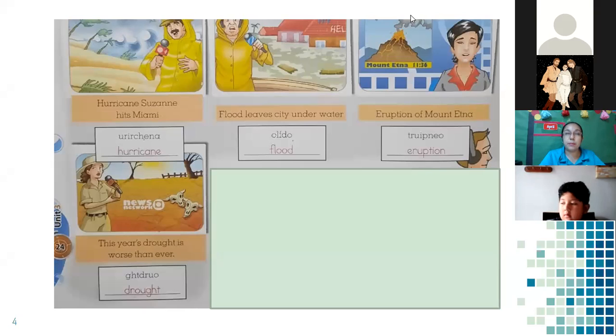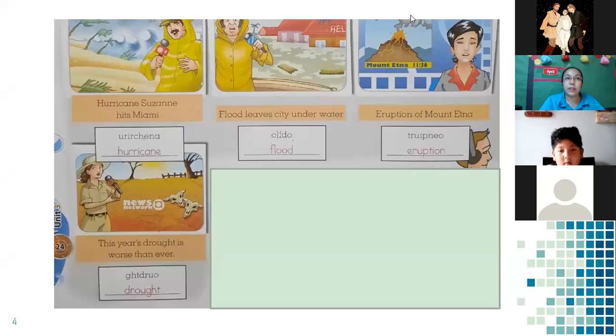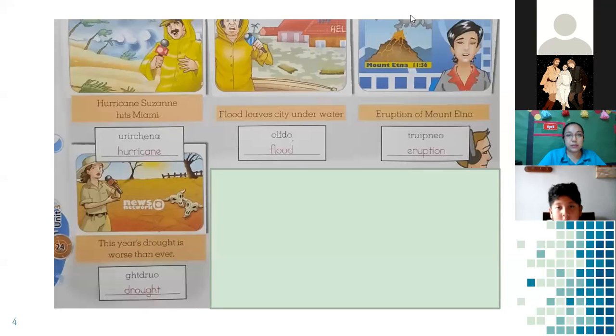Then we have eruption of Mount Etna. This one is, for example, right now in San Vicente, which is a country. We have a volcano that creates a big eruption. And then we have this year's drought is worse than ever. What does drought mean? In Spanish it means sequía. That means when it doesn't rain. This is the meaning.